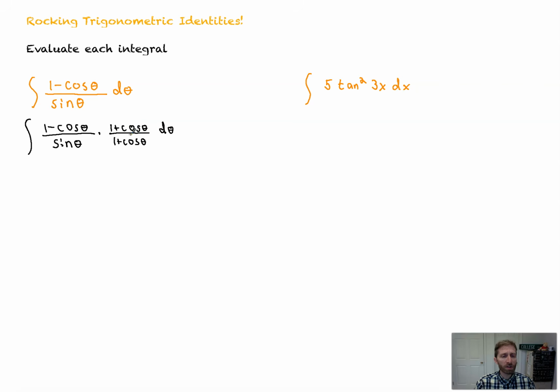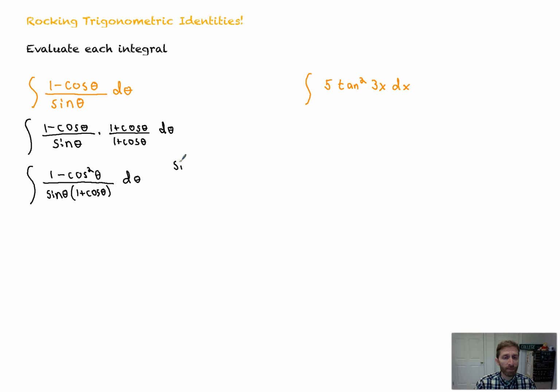I multiply by 1 plus cosine theta top and bottom. That's going to bring into play something very neat on the top. When you FOIL this out, you're going to end up with 1 minus cosine squared theta, and that's all over, and I'm going to keep that factored, sine theta times 1 plus cosine theta. Very nice. Okay, so what does that do for us? Well, don't go now and factor this thing out. There's another way that we can keep simplifying this.